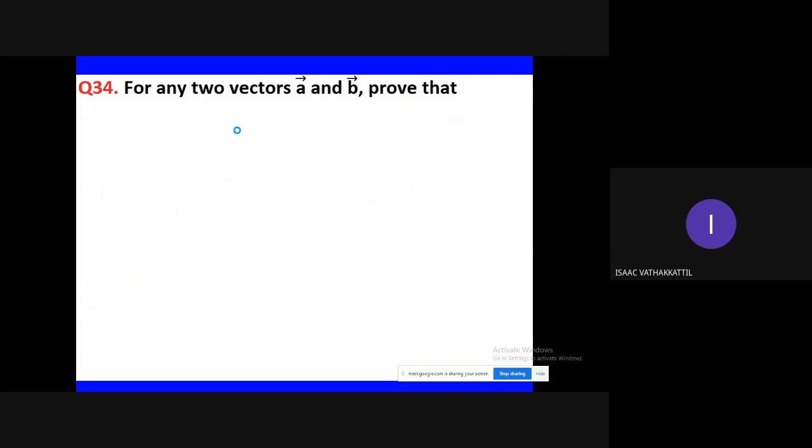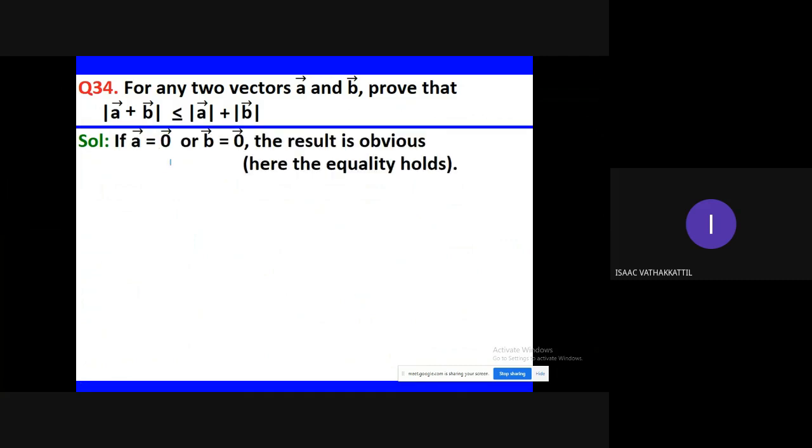Further, for any two vectors A and B, prove that magnitude of A plus B is less than or equal to magnitude A plus magnitude B. In real numbers, we know modulus of A plus B is less than or equal to mod A plus mod B. The same thing here. If A equals 0 or B equals 0, the result is obvious because both the sides become equal. Equality holds. I suppose A and B are both non-zero vectors.